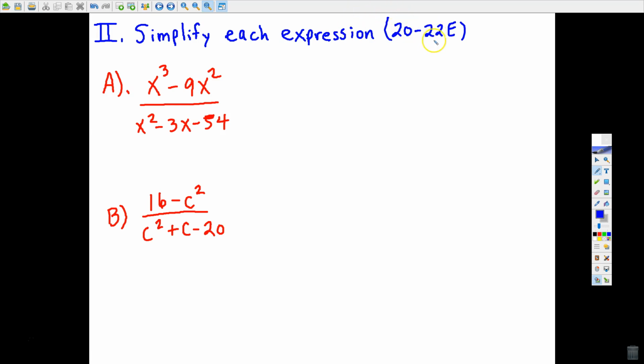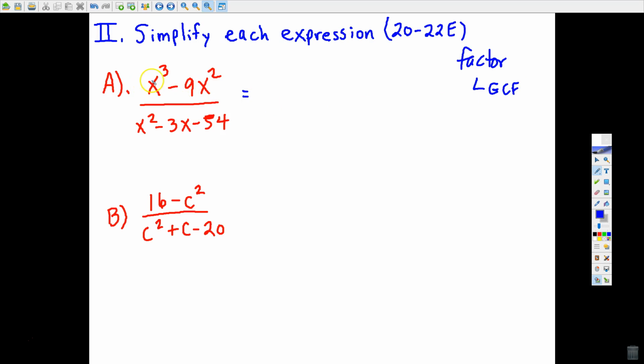20 and 22 even are very similar. You just don't have to worry about that follow-up question. You don't have to state the conditions under which the expression would be undefined. So once again, we're thinking factoring, and within that thought we're thinking GCF.